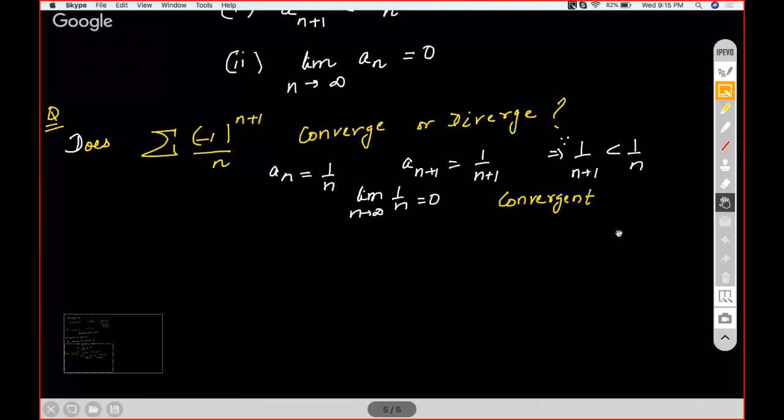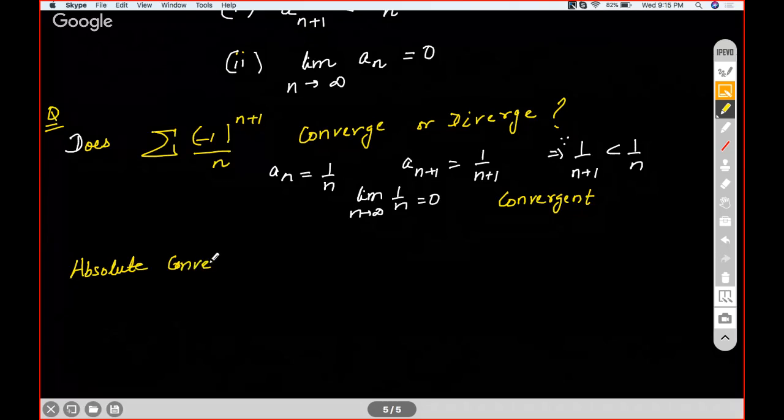Now, there's something called absolute convergence and conditional convergence. Let's look into this. Absolute convergence and conditional convergence. What's an absolute convergence?